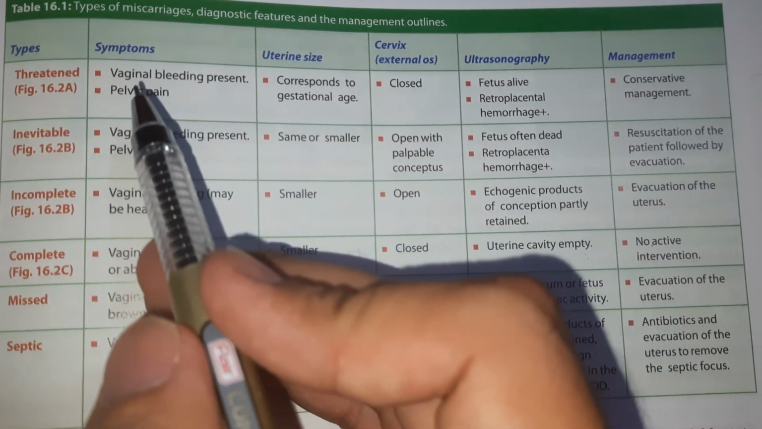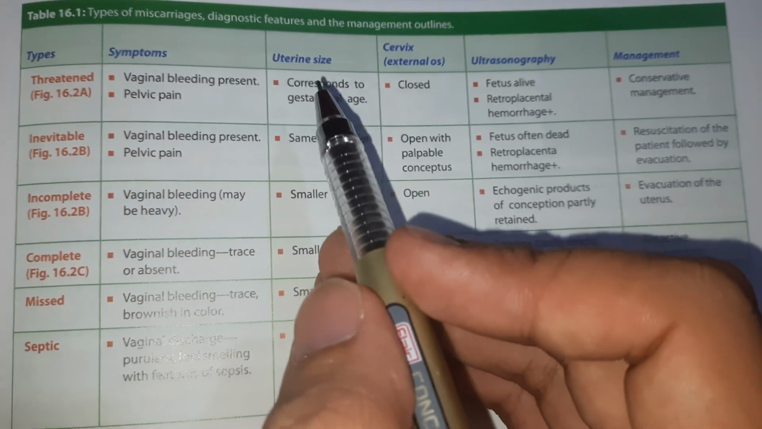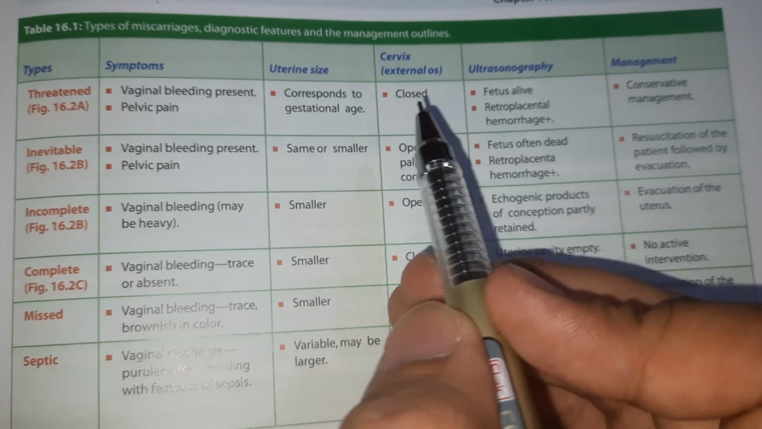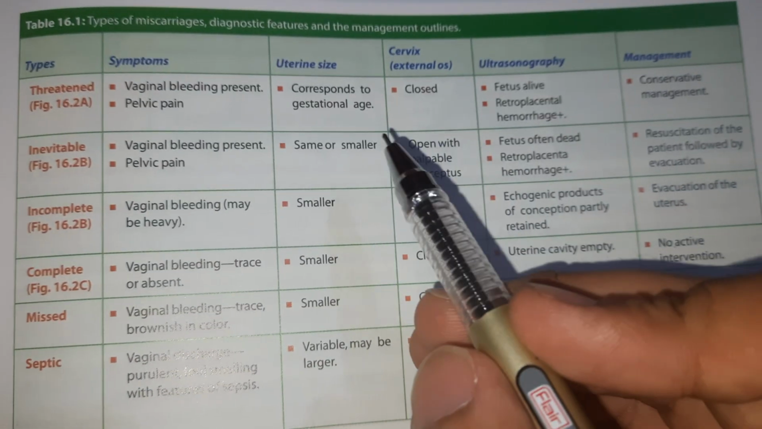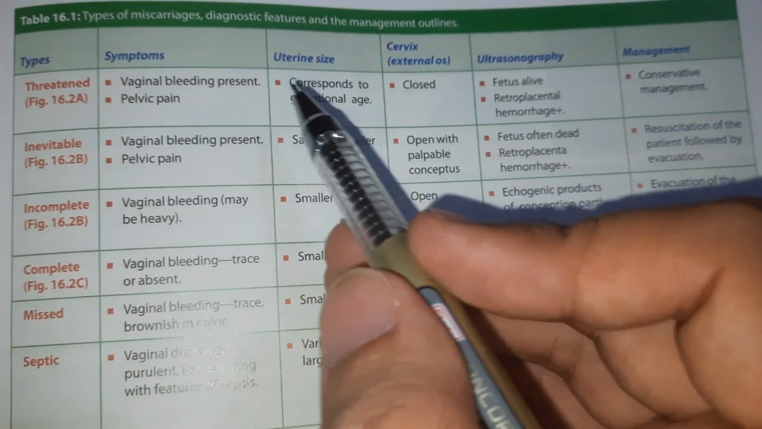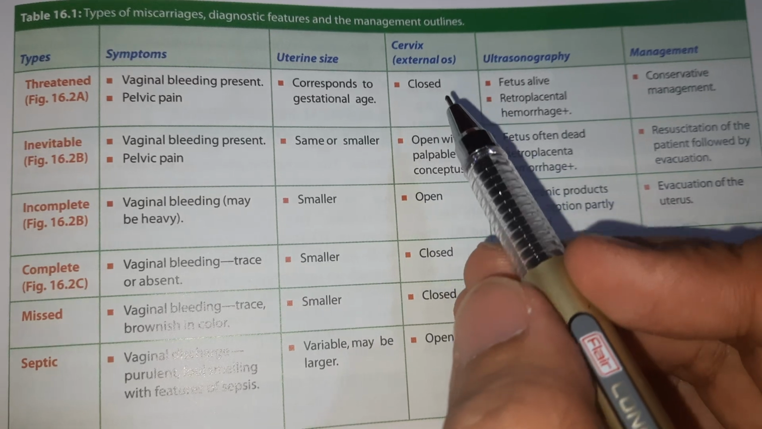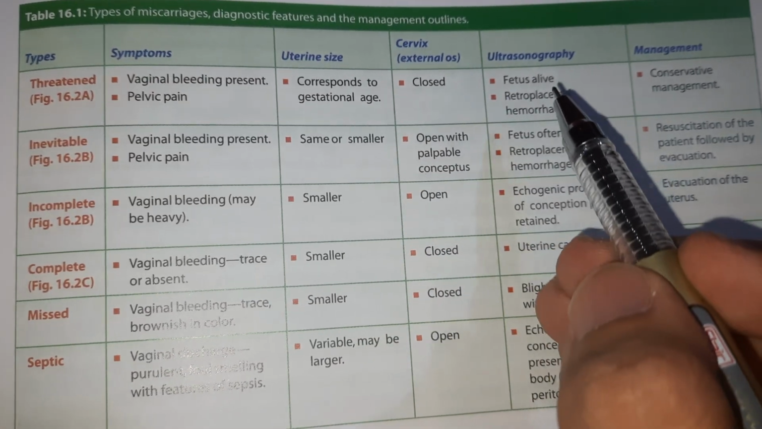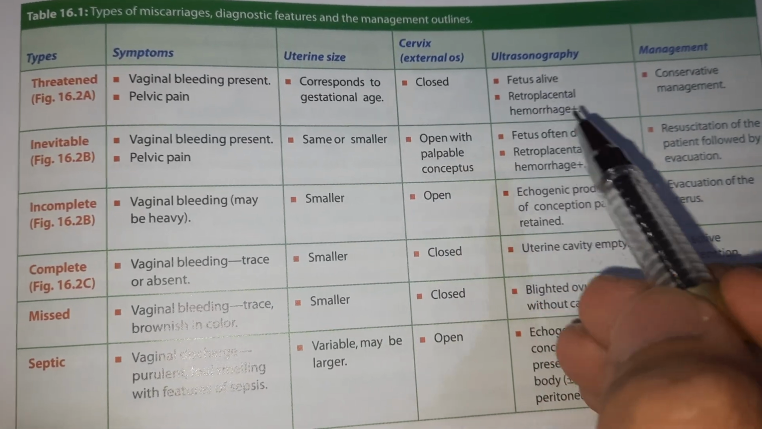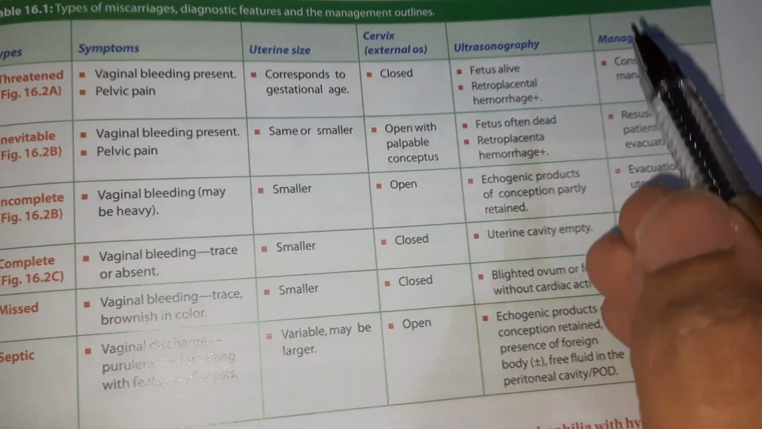What are the symptoms? Vaginal bleeding is present. Bleeding is more prominent than pain, and uterine size corresponds with gestational age because there is no loss of product of conception. It's still inside the uterus, so it corresponds with gestational age. The cervical external os is closed. The ultrasonography shows the fetus is alive. Retroplacental hemorrhage might be there, and the management is conservative.